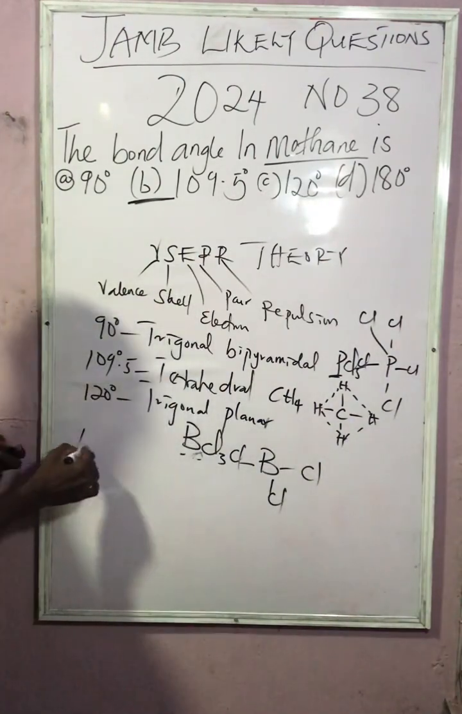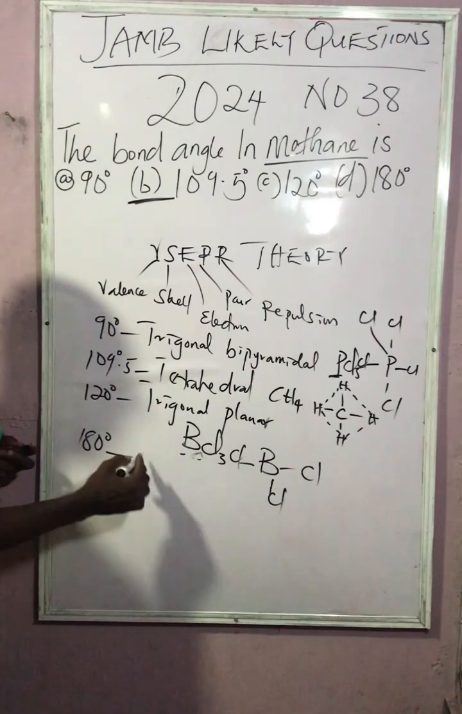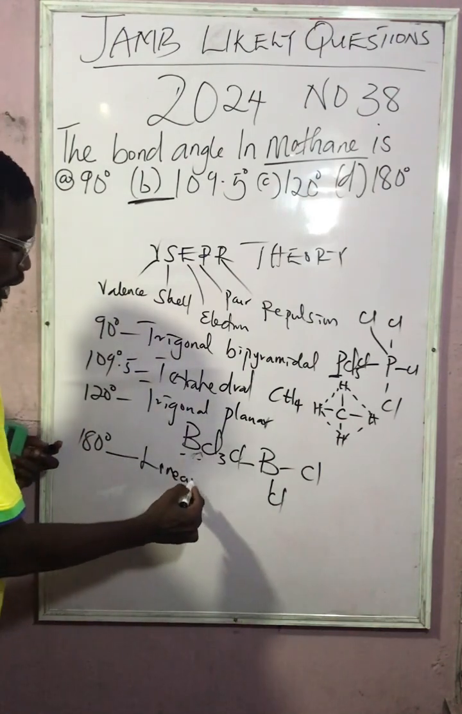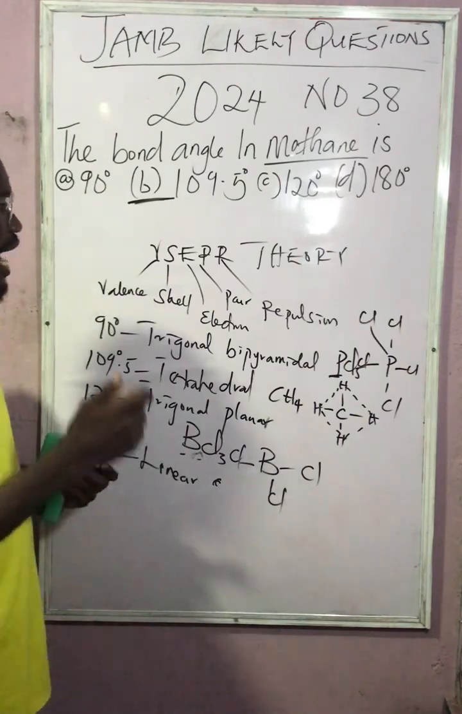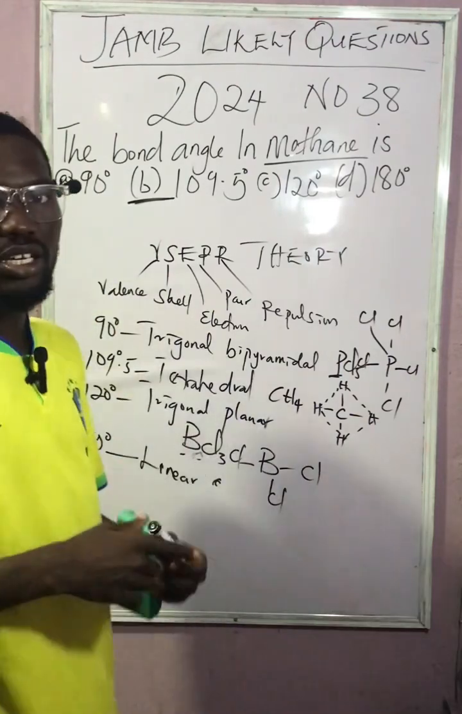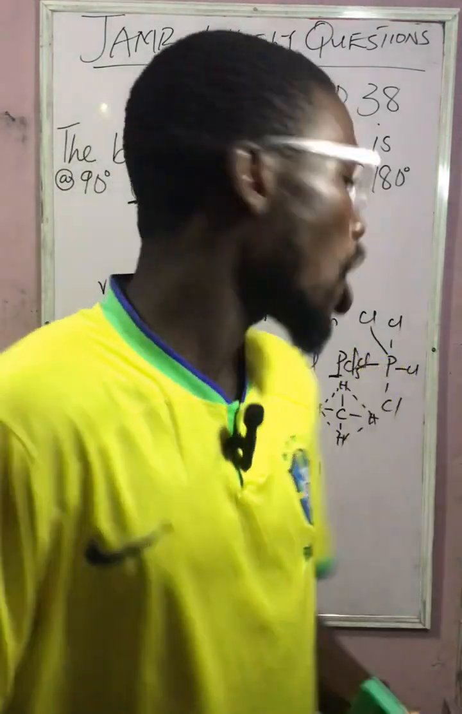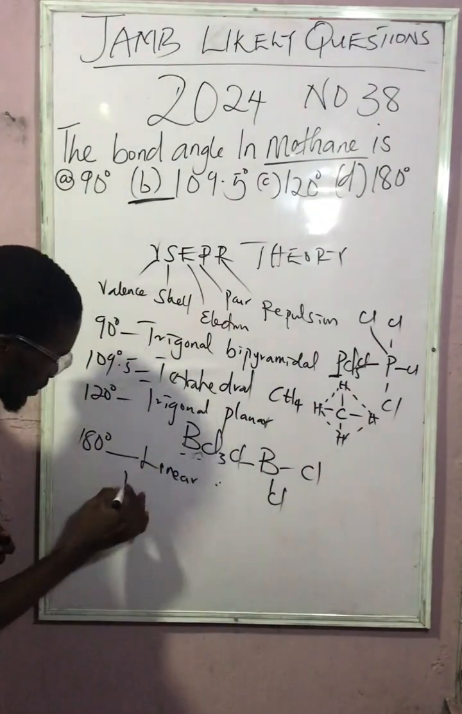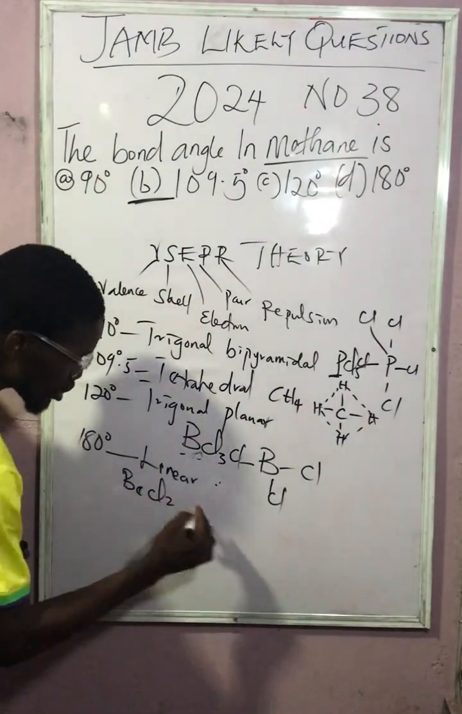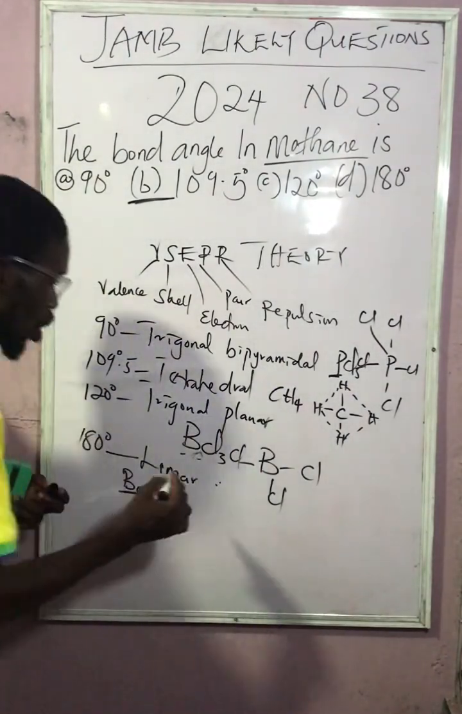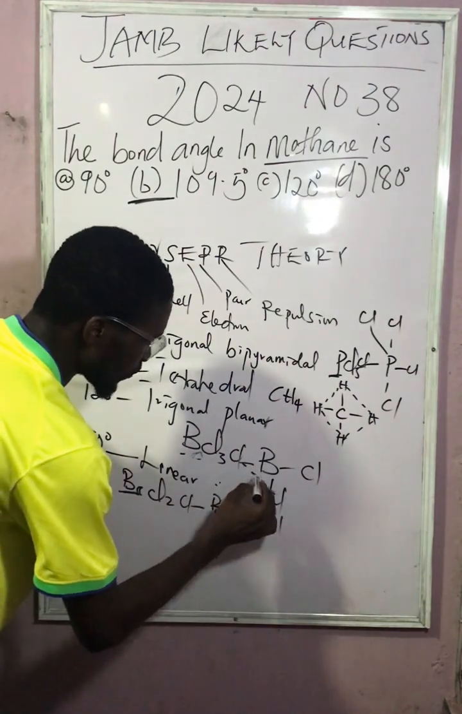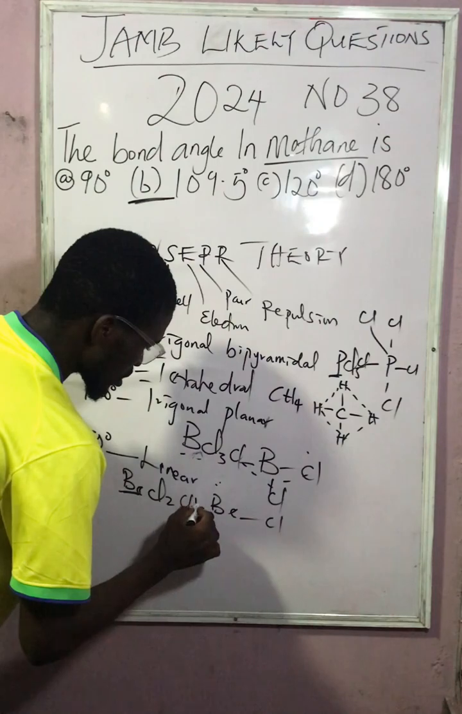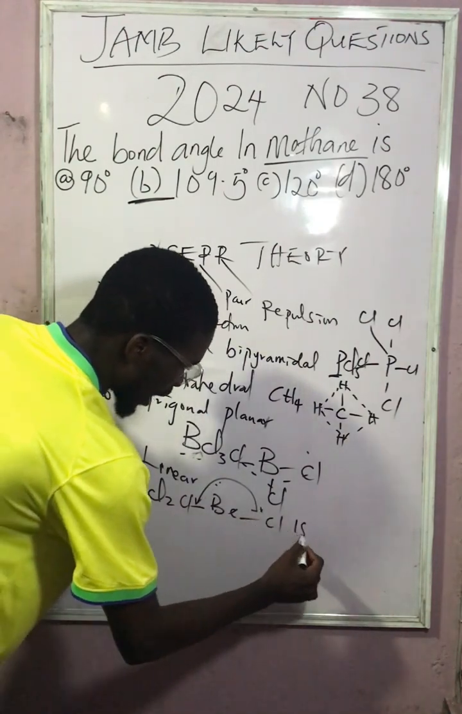The last one is 180. We all know that in mathematics, 180 is always a linear shape. Linear shape. And a good example of that 180 is beryllium chloride, BeCl2. So beryllium will be the central atom. We have Be, Cl here, Cl here. Don't forget this. So we have 180 degrees.